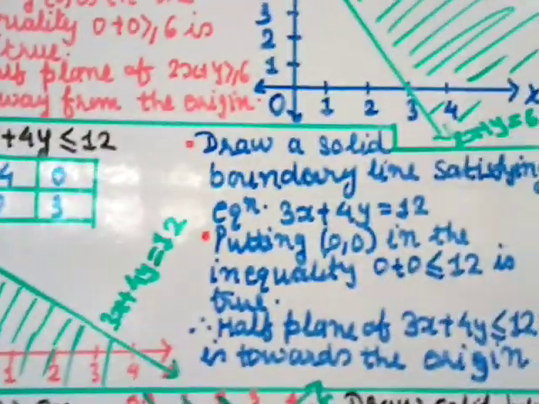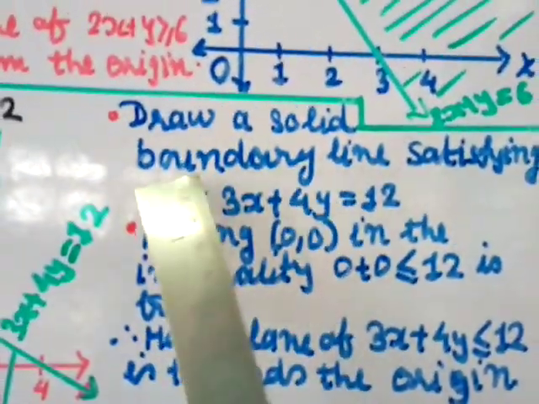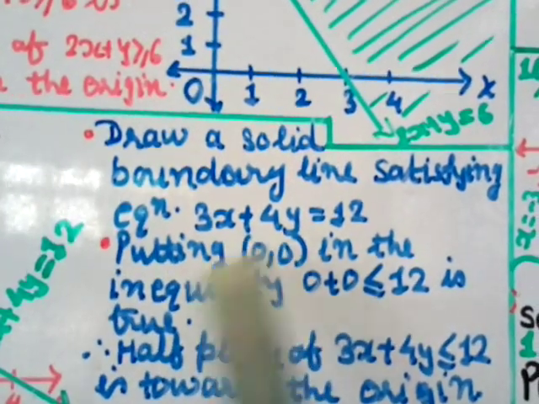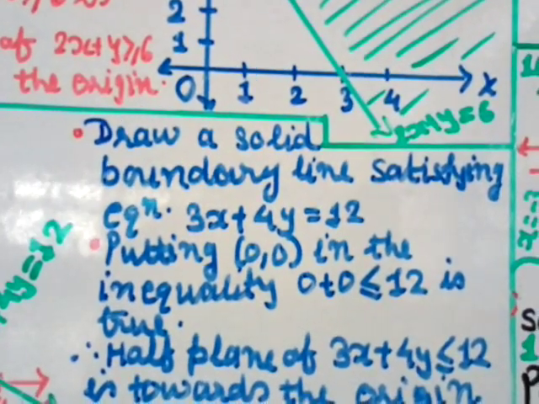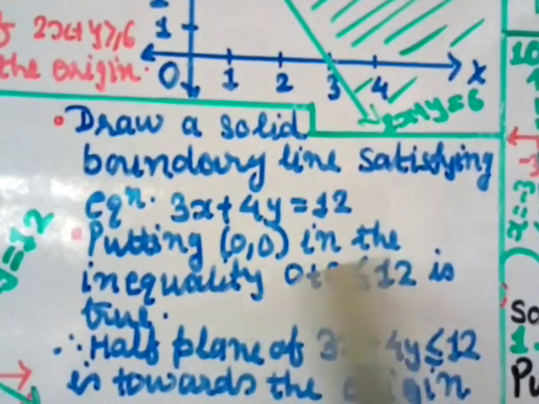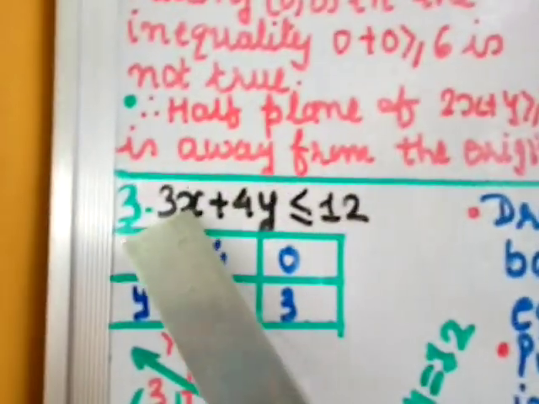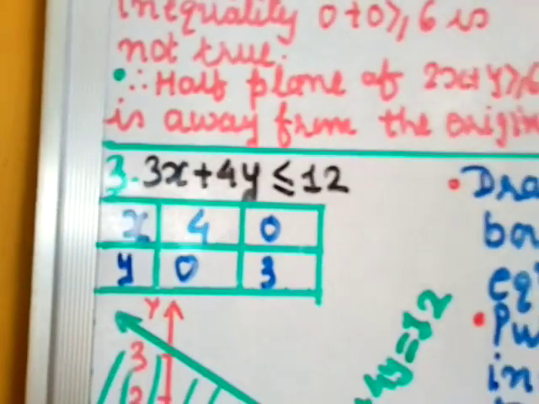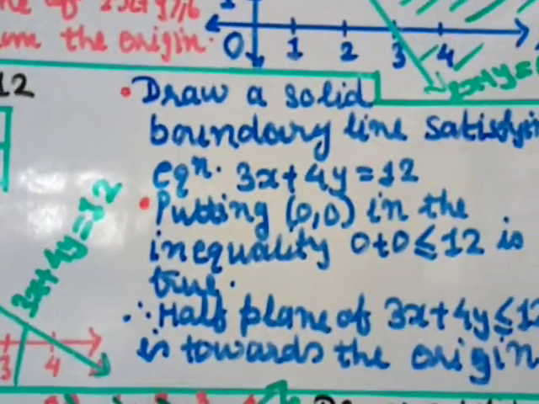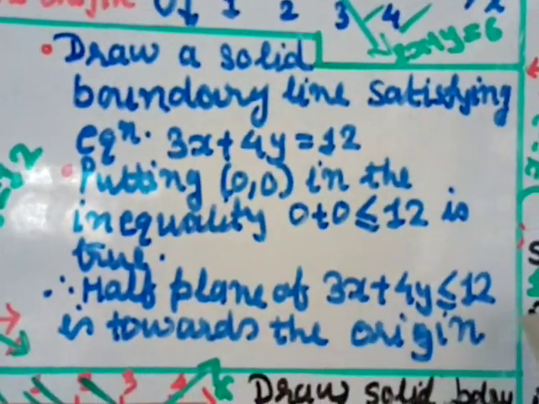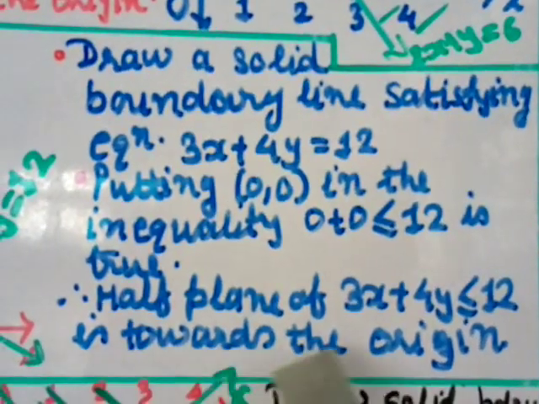Okay, so for that, first let us draw a solid boundary line satisfying the equation 3x plus 4y equal to 12. Putting 0, 0 in the inequality, 0 plus 0 less than or equal to 12 is true. That means the half plane 3x plus 4y less than or equal to 12 is towards the origin.